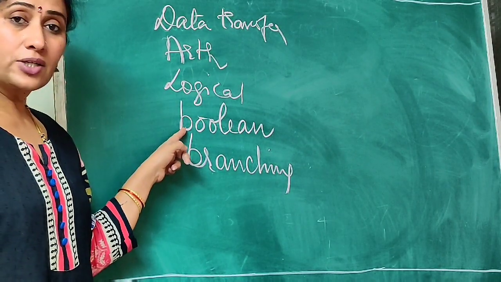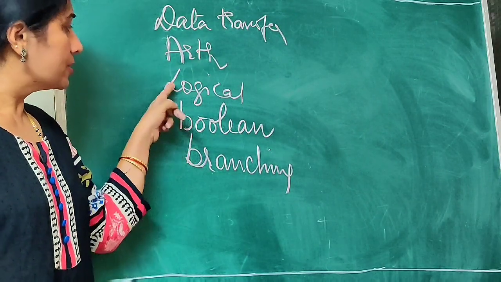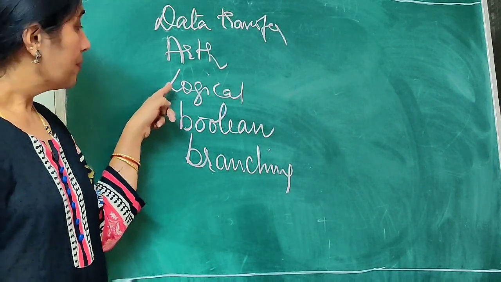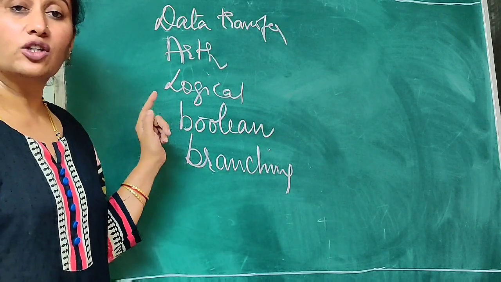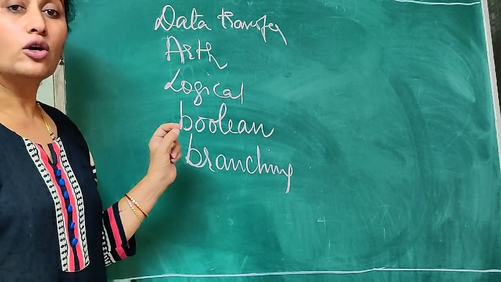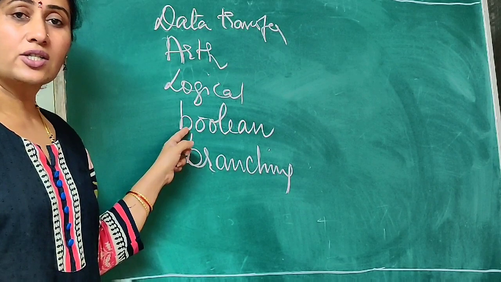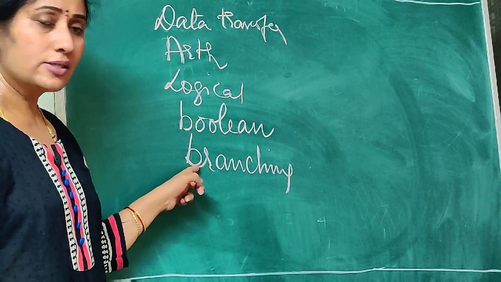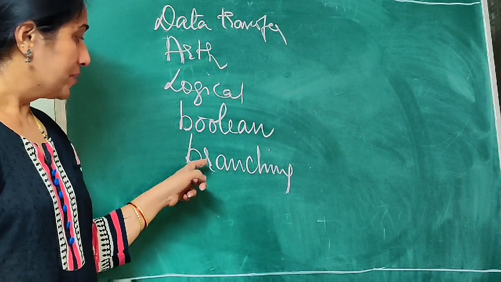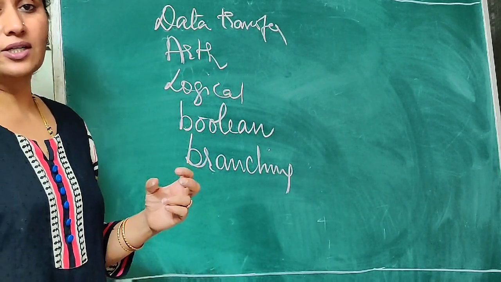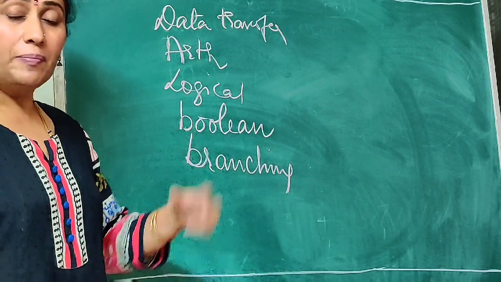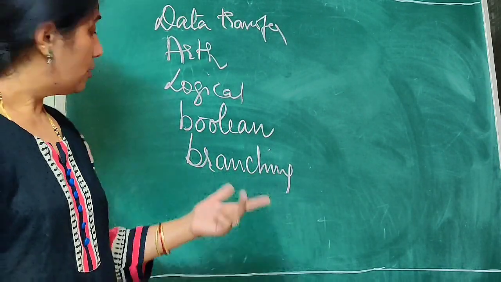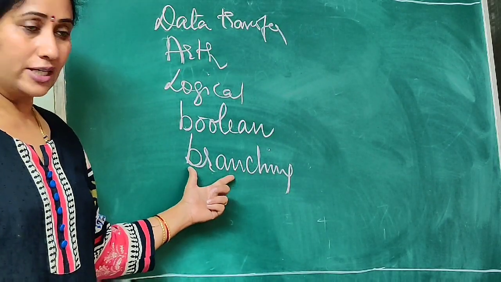The Boolean instructions are also going to perform the same job as that of the logical instructions. But the difference is, the logical instructions are going to work on the byte, whereas the Boolean instructions are going to work on the bit. Branching instructions help in skipping a set of instructions in a program or repeating a set of instructions for required times. We are going to go for the branching instructions.